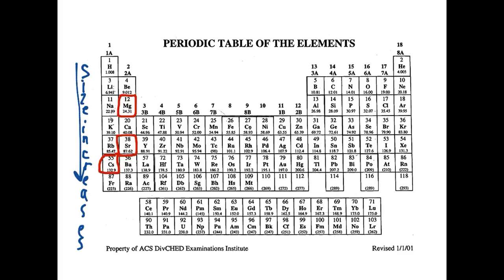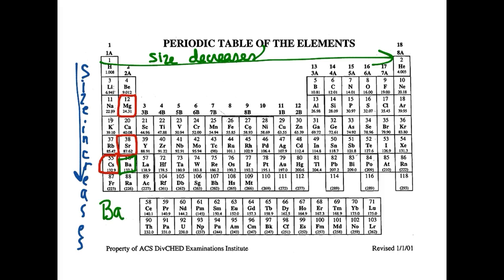This is showing you the trend that size increases as we go down because of the shell number, and it decreases as we go across because the effective nuclear charge goes up. Barium we know is larger than strontium, and we know that is smaller than cesium. So when we compare the 3 in red, barium we know would be smaller than cesium, but we also know barium is larger than strontium. So if you know barium is larger in size than strontium because it has its valence electrons in the, 1, 2, 3, 4, 5, sorry, 6th shell.